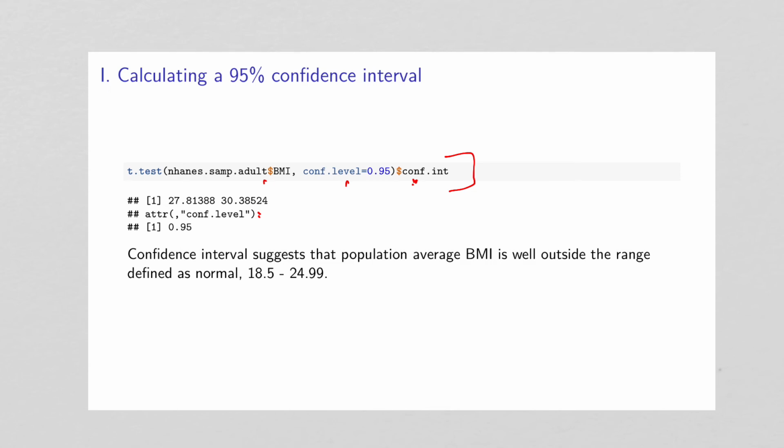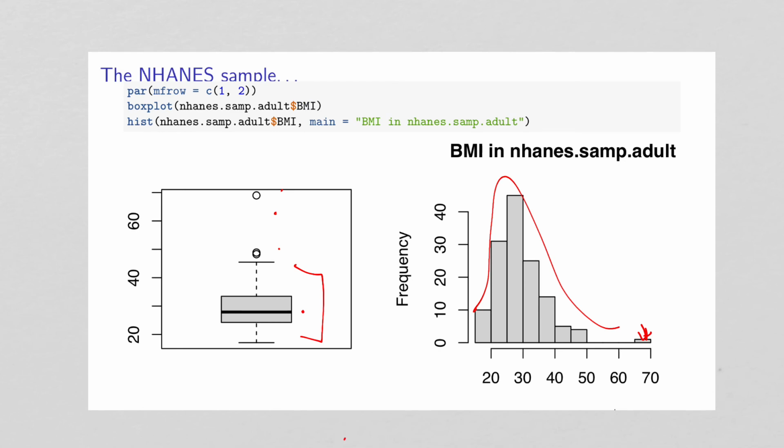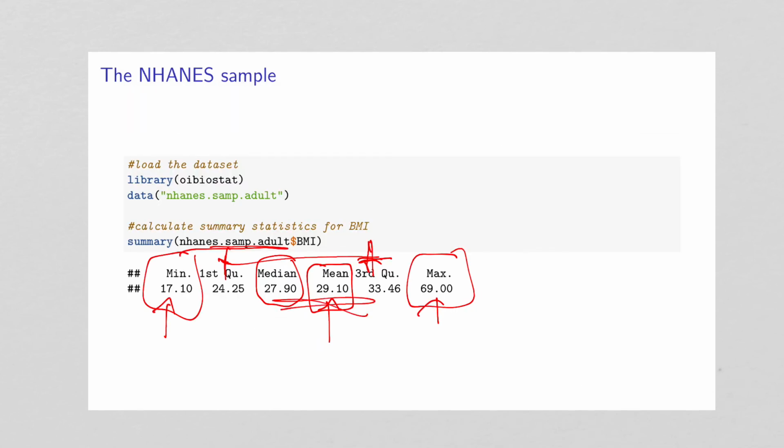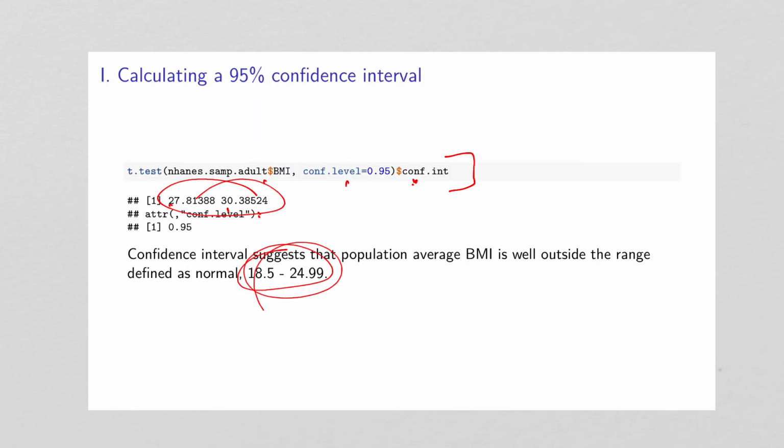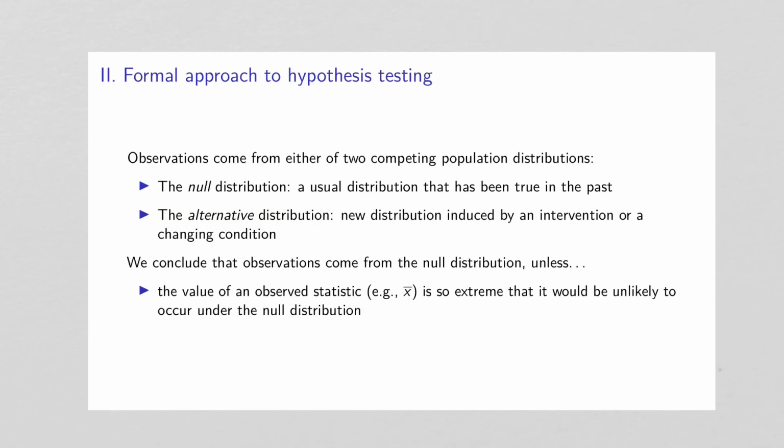The population average BMI is well outside the range defined as normal. I'm sorry, the confidence interval is 27 to 30, not what I said before. So that's pretty high. We already saw it right here. It kind of gave us a big hint that it was going to be out there somewhere. So knowing that that's the case, the answer is yes.